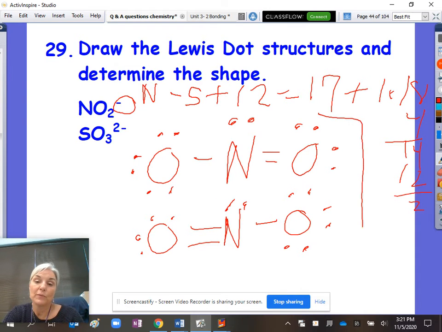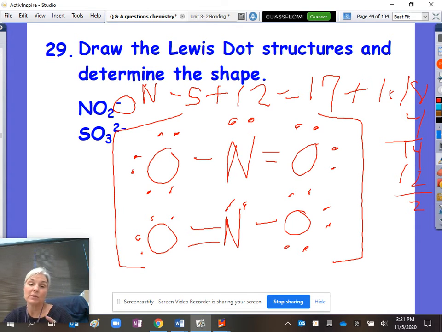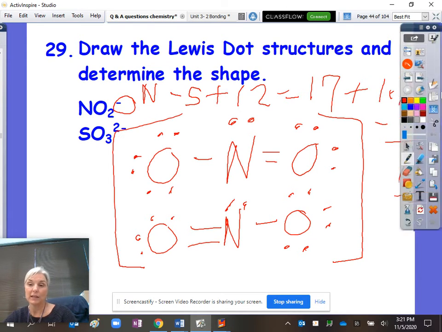You also have to put it in brackets. Now we had to put it in brackets for 2 reasons. You got 2 different ways, that's our resonance. And plus you have to show that it's a polyatomic, so I'm going to put my negative right outside the brackets. So that's your answer for the NO2 negative.